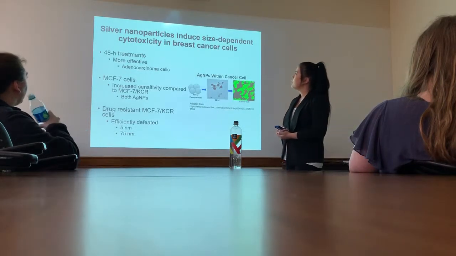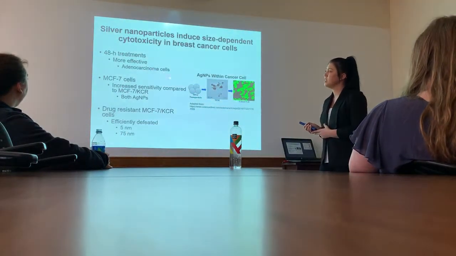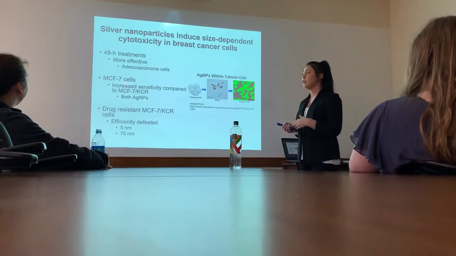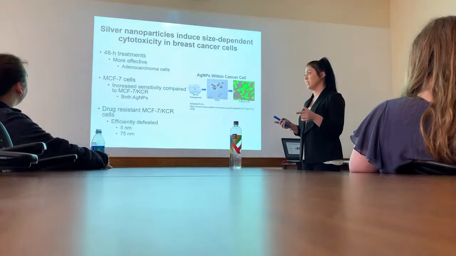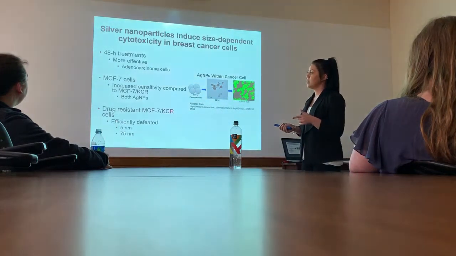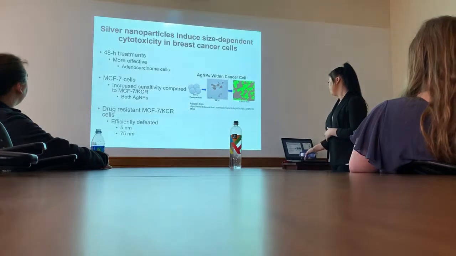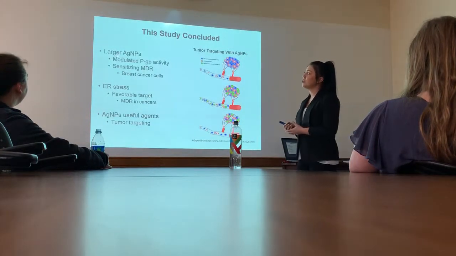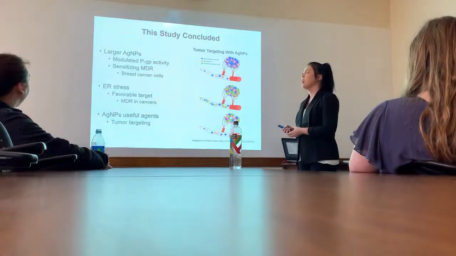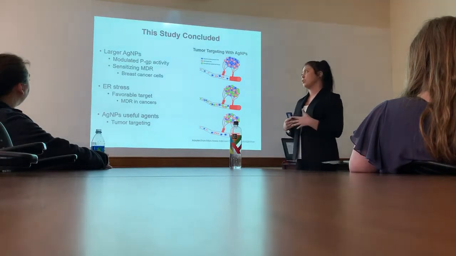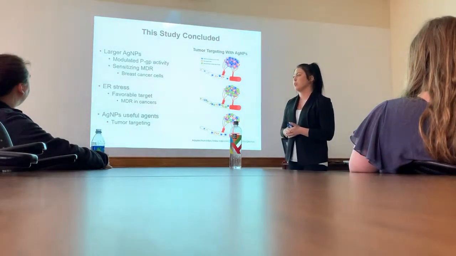So the silver nanoparticles induced cell-dependent cytotoxicity in breast cancer cells, and the 48-hour treatments were more effective in the cells. The MCF7 cells had increased sensitivity compared to the drug-resistant, and that was in both of the different sizes of silver nanoparticles. And the drug-resistant cells were effectively defeated in both 5 and 75 nanometers. So this study concluded that the larger silver nanoparticles did modulate P-glycoprotein activity and sensitize MDR in breast cancer cells. And then the rest of the study showed that ER stress was a favorable target for multi-drug resistant cells, and that silver nanoparticles were useful agents.